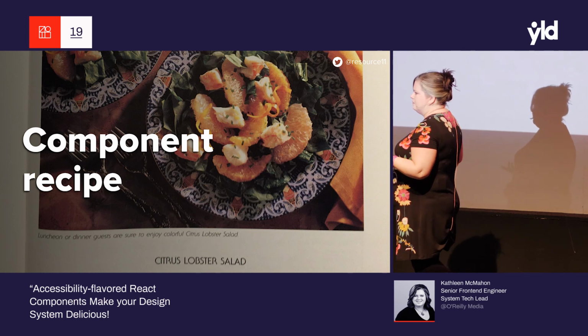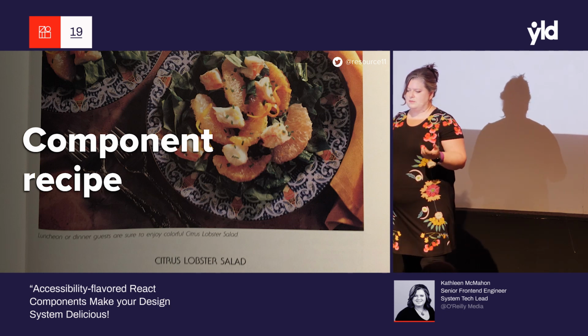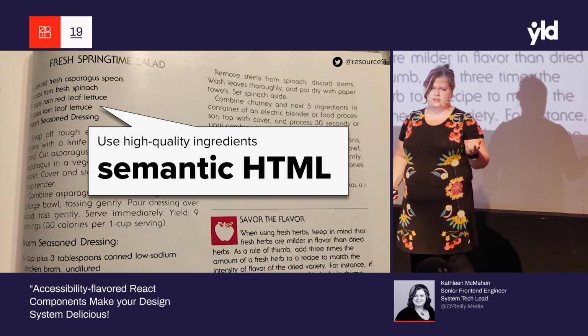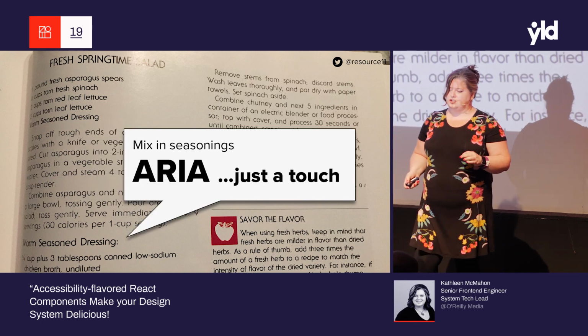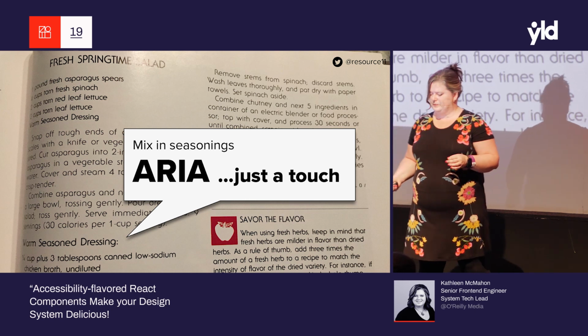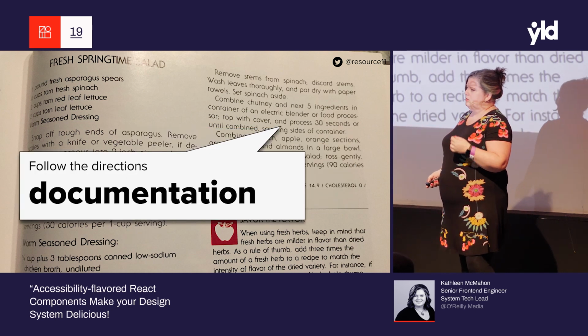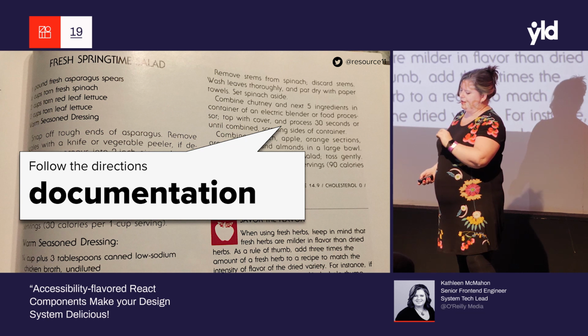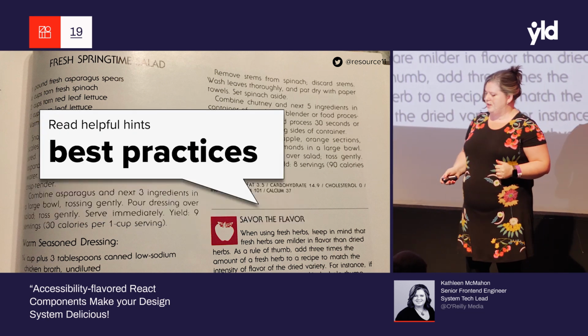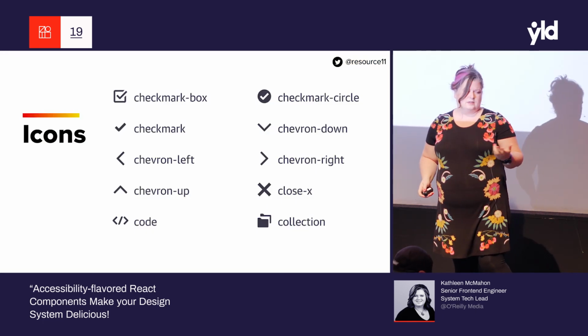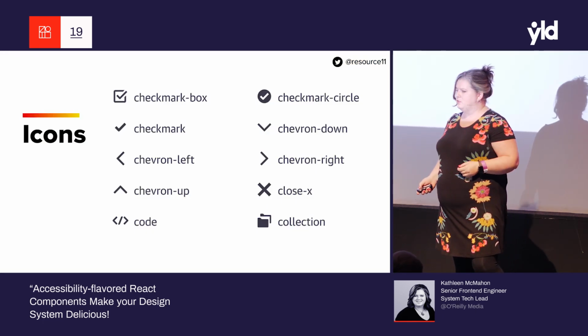Creating a component is like following a recipe. You start off with your high-quality ingredients. That's your semantic HTML. You mix in some seasoning, just a touch of ARIA attributes. You follow directions. That's your documentation. I did spell that correctly, yes. And you read your helpful hints. Those are the best practices. Let's take these properties and apply them to some components.